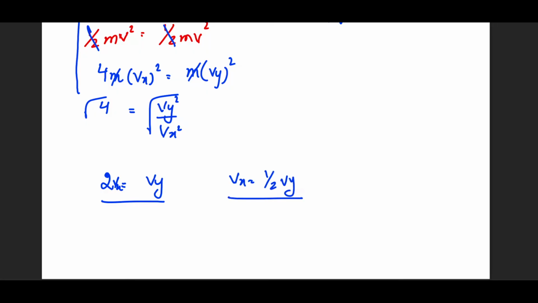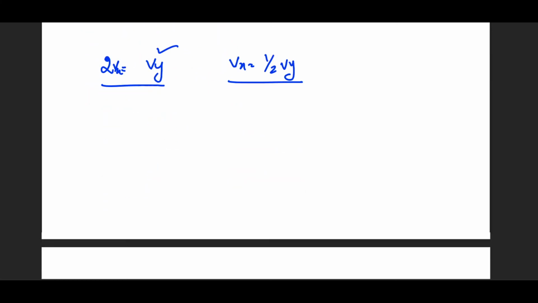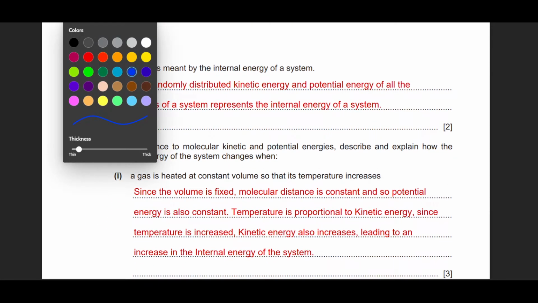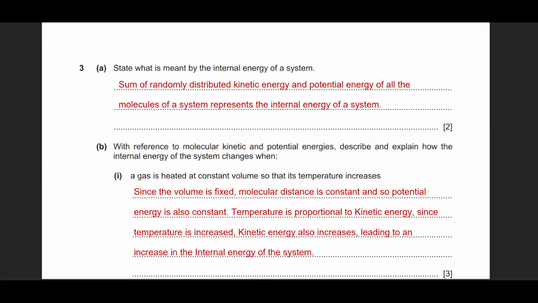I've mentioned it in this way. You can mention it in this way as well. Does not matter. Question number 3 is from first law of thermodynamics, temperature chapter, right? So it says what's meant by internal energy. Again, a common definition: the sum of randomly distributed kinetic energy and potential energy of the system of all the molecular system represents the internal energy of the system.